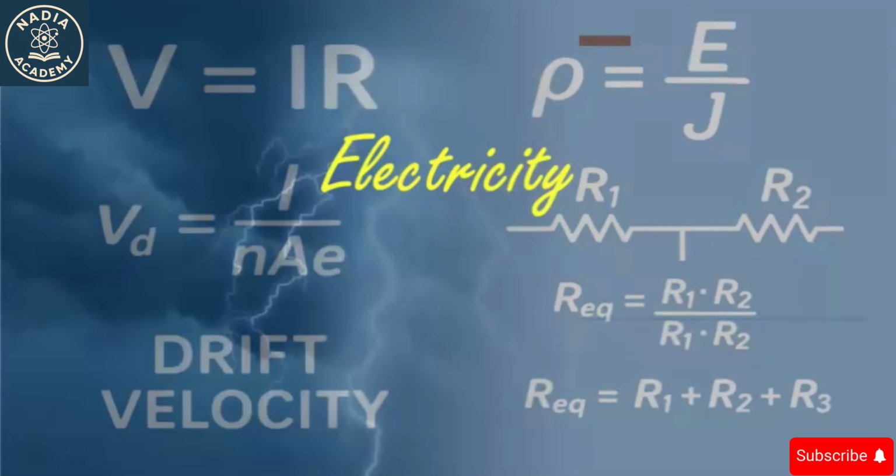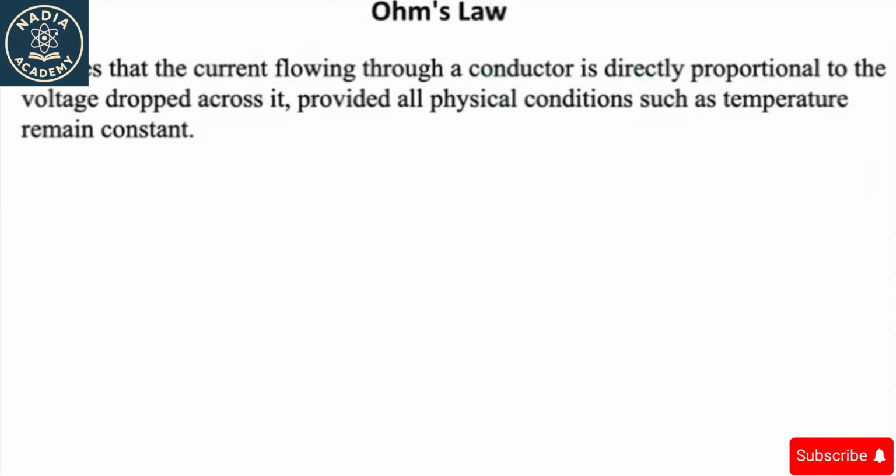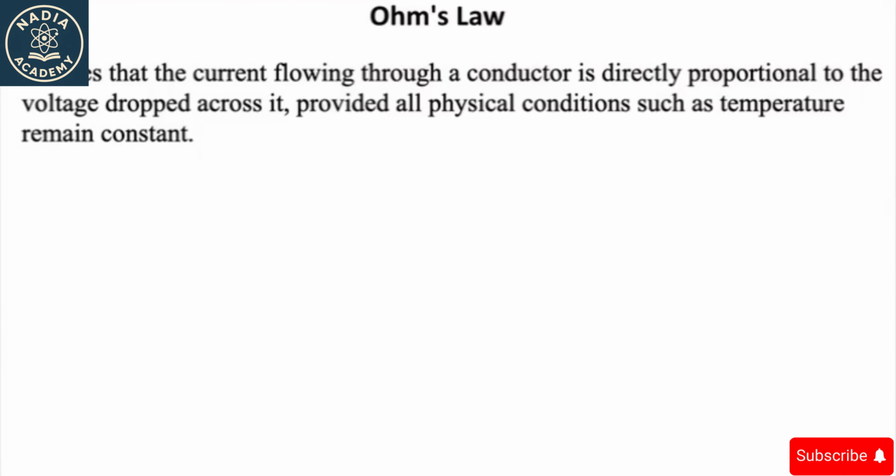Today we will learn about electricity. So for this, let's start with understanding Ohm's law. What is Ohm's law? Ohm's law states that the current flowing through a conductor is directly proportional to the voltage dropped across it, provided all physical conditions such as temperature remain constant.